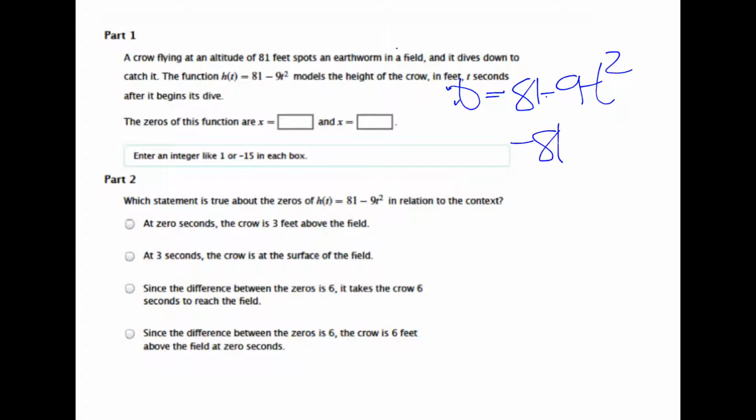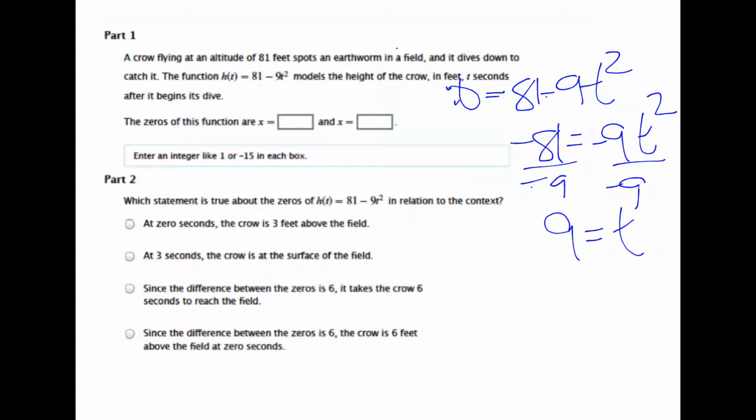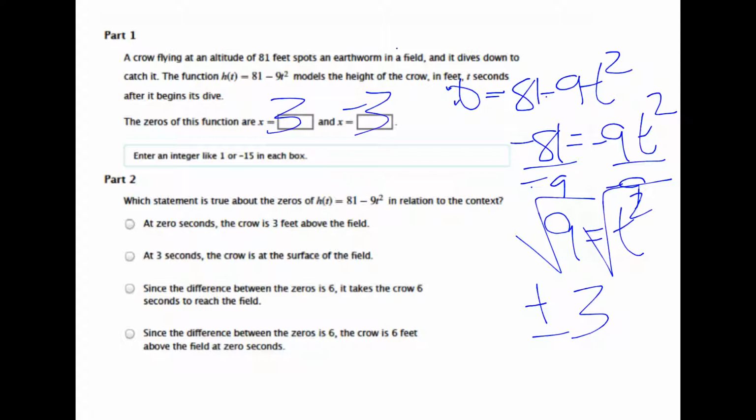Subtract 81, and you get negative 81 equals that. Divide by negative 9, you get 9 equals t squared. Do the square root, and you get plus minus 3. So positive 3, negative 3. What statement is true? It says at 0 seconds, it's 3 feet above the ground. So if you were to plug in 0, would you get 3? No, you'd get 81. At 3 seconds, the crow is at the surface. Right here, at 3 seconds, that's your 0. So yes, it's at the surface.